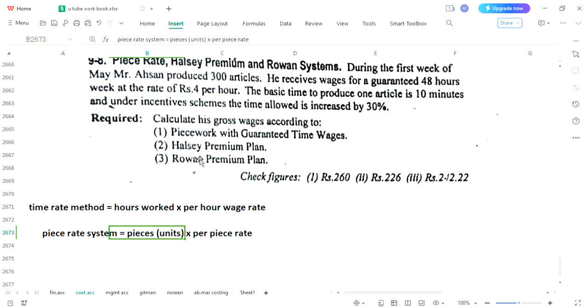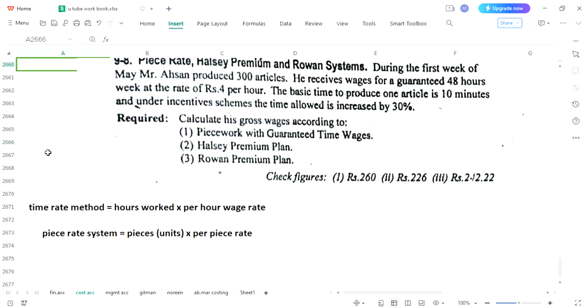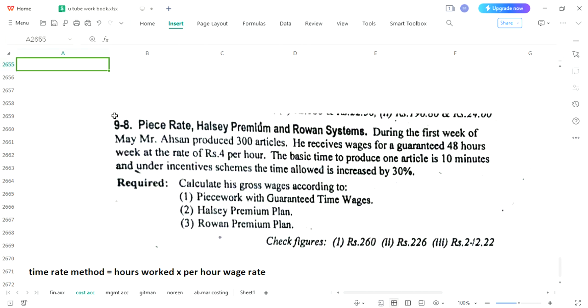But before that, as usual, we will set the standards first. And here we will read out the question for our standard. Look at the volume of this question: just 4-5 lines are given, but 3 answers we need to calculate. During the first week, Mr. This had produced 300 articles. These are the number of units produced by the worker. He received guaranteed wages for 48 hours a week at the rate of 4 per hour.